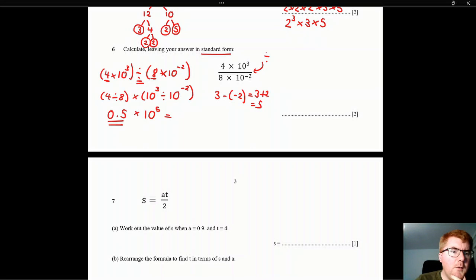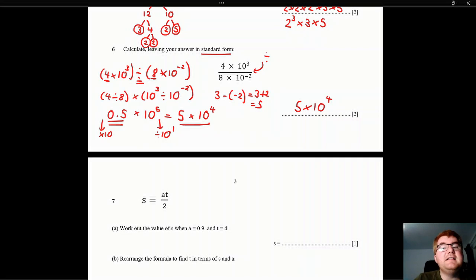How do we do this? Well, I'm going to multiply this side by 10, but to keep the number the same, I want to divide this side by 10. What do we get if we do this operation? So we get 0.5 times 10, that's equal to 5. And then 10 to the power of 5 divided by 10 to the power of 1, essentially. We need to minus those indices, and we get our final answer of 5 times 10 to the power of 4. This is where it starts getting a little tricky. You need to read the question carefully to make sure you get all 2 marks.